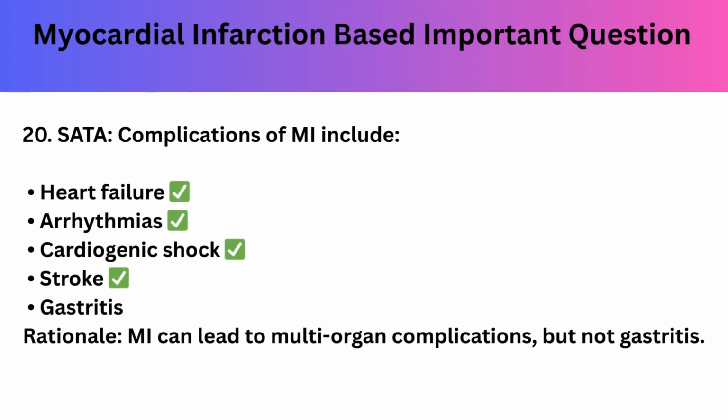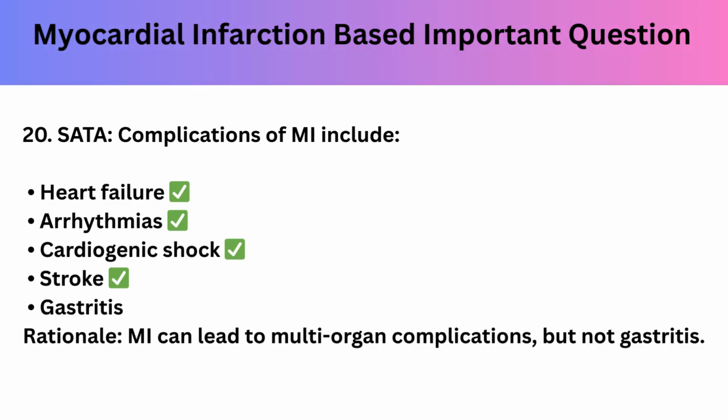Question number 20. Complications of MI include: heart failure, arrhythmias, cardiogenic shock, stroke, gastritis. Correct answer: heart failure, arrhythmias, cardiogenic shock, stroke, except gastritis. MI can lead to multi-organ complications but not gastritis.